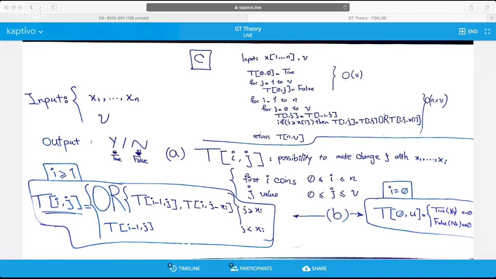The initialization step has only one loop of order V, and the update has two depth loops of orders N and V respectively. So the total runtime is O of NV.